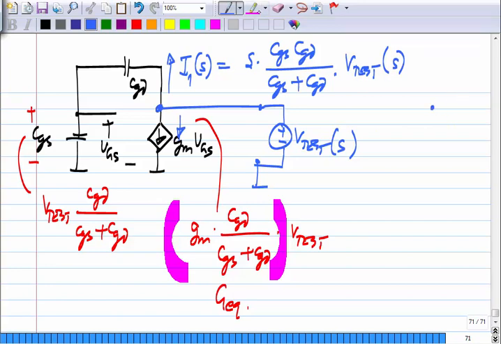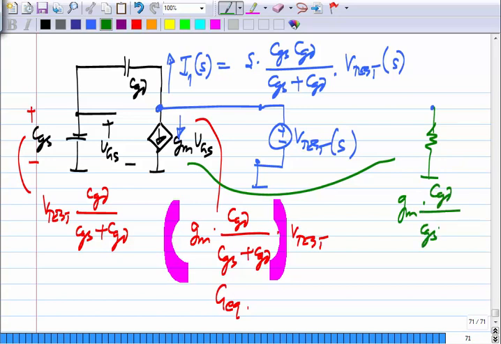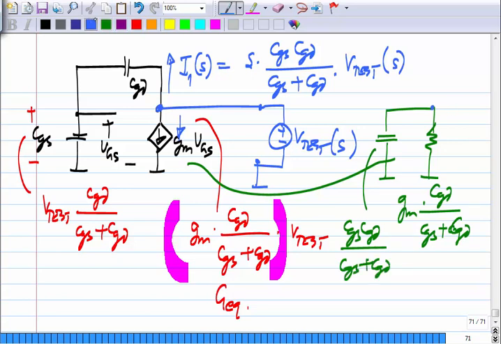So, this part of it here looks like a resistance, whose conductance is GM CGD by CGS plus CGD. And across that, we have a capacitor whose value is CGS CGD by CGS plus CGD. When I say it looks like this, what I mean is, if I connect V-test to this, the current that is drawn out of V-test here and there are exactly the same. Okay? So, because of this feedback around GM, there is an extra conductance. Before, we had only GL between the output node and ground. Now, we have this extra conductance, which is due to feedback around GM. Okay.